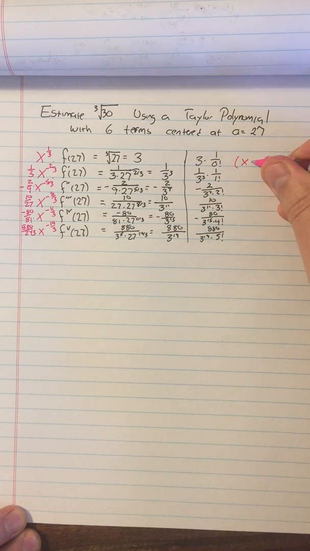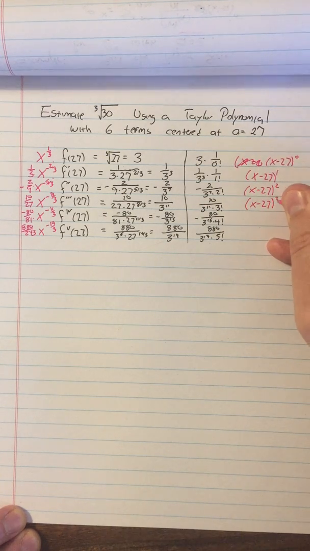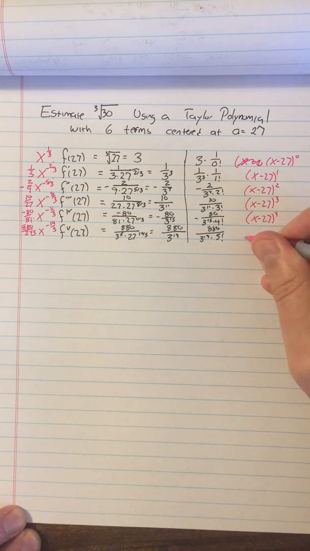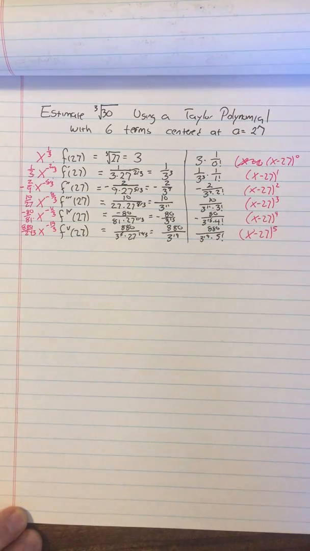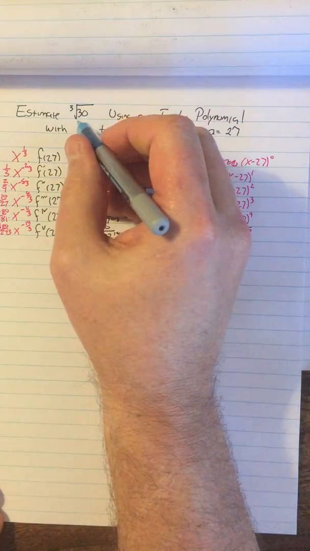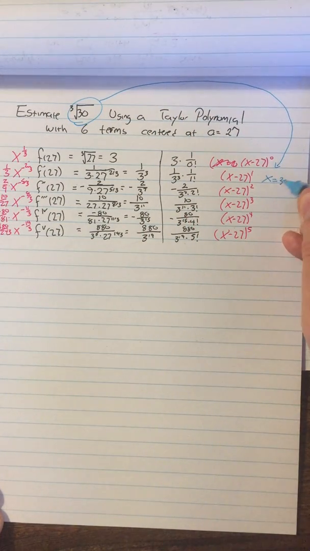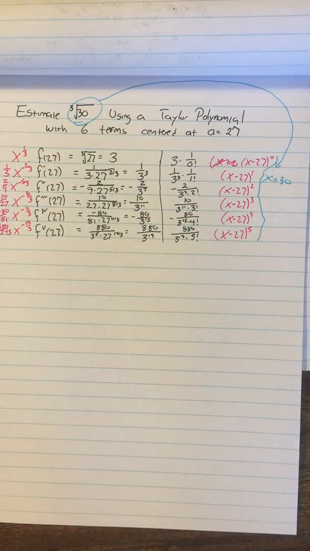So our terms that we're multiplying the coefficients by are x minus 27 to the 0 power, x minus 27 to the first power, x minus 27 to the second power, x minus 27 to the third power, x minus 27 to the fourth power, and x minus 27 to the fifth power. All right, but before we start plugging all that in, let's think about the fact that we're trying to find the cube root of 30. So that means we're going to use x equals 30 for all of these. So what's nice is these things are all just 3. All right, so let's see what we can put together.